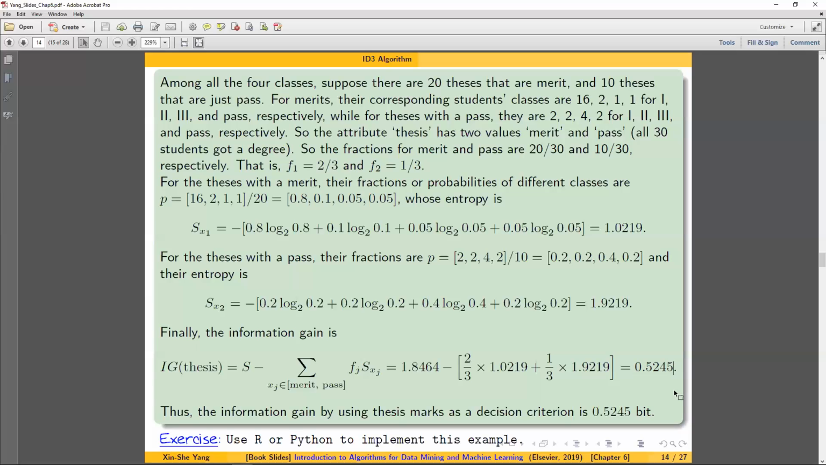Now, the question is, if instead of thesis marks, we just use module exam marks, what would be the information gain? And then based on those two, we can compare and make a decision on which one we should be choosing. So here we just use an example to tell you how you can calculate information gain. Of course, all of this is already implemented in the algorithm ID3. As an exercise, you can use R or Python to implement this example to come back with a corresponding calculation.